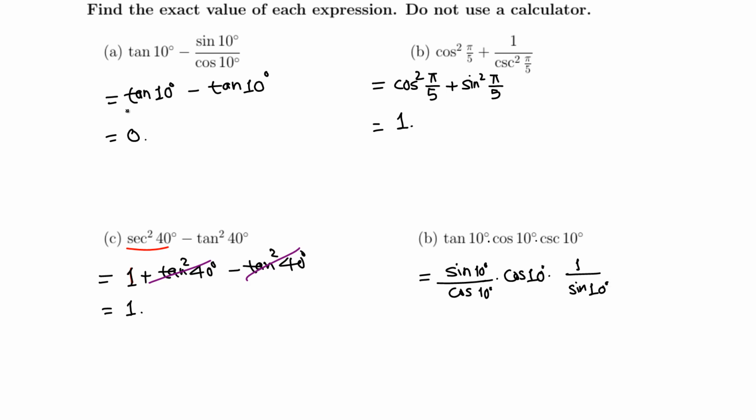Whenever you are asked to simplify, always try to write in terms of sine and cosine. Now this cosine on the top and the one on the bottom cancel, and sine 10 also cancels. So nothing is left, meaning just 1 is the product, so the final answer is 1.